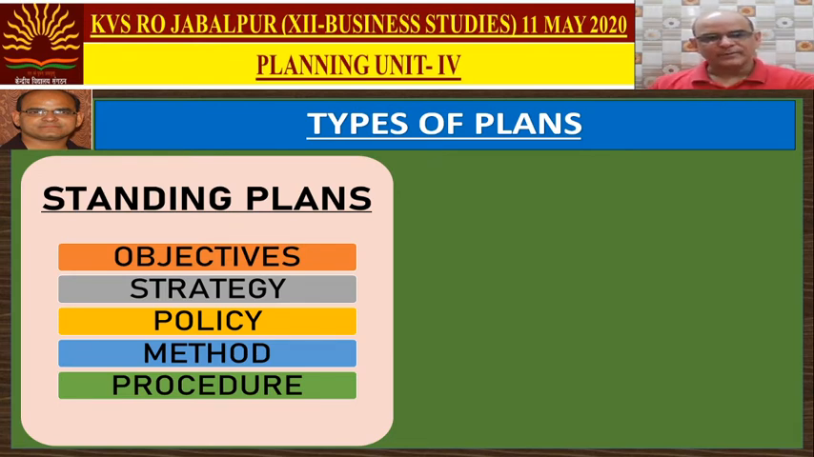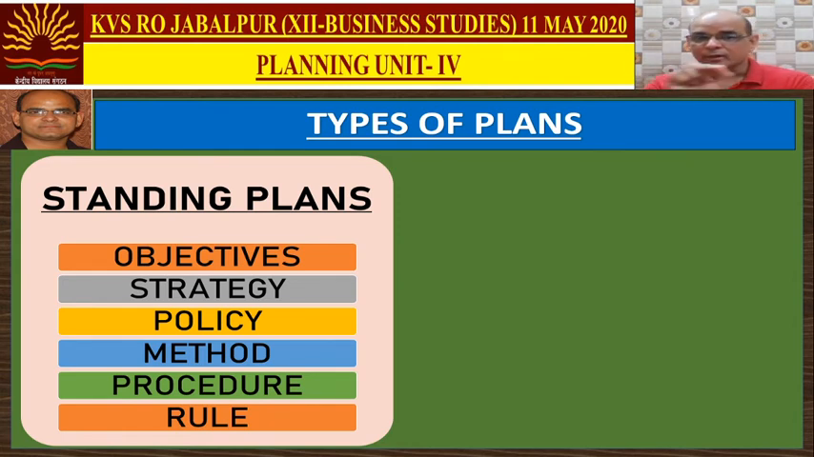Okay, so procedure means sequence of activities. Then we come to a very important standing plan which is generally asked in your board exam. It is rule. Dear students, rule is a plan which tells what to do and also tells what not to do. So whenever you find that there is a "what not" form in a question, you can easily identify that the case study is talking about the plan called rule.